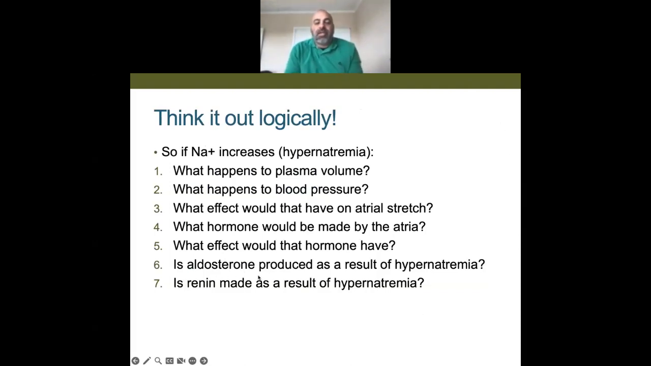For question 6, is aldosterone produced as a result of hypernatremia? It should be no, it should be the other way around. Aldosterone is causing hypernatremia. Same with renin. It is a cause of hypernatremia.